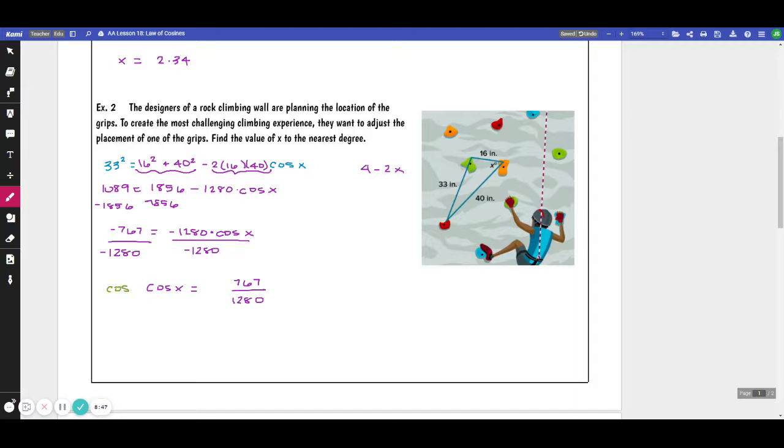We use the inverse. So an inverse cosine undoes a cosine and just gets us x. And then if we do it on one side, we have to do it on the other. So we have to do inverse cosine on the other side. Use your parentheses. Type that into your calculator. To the nearest degree, I got 53 degrees.